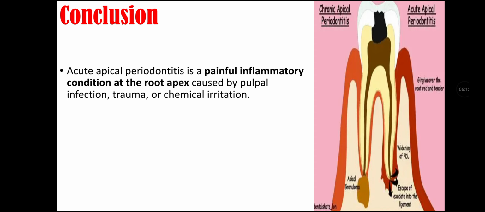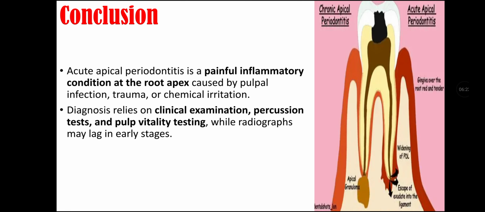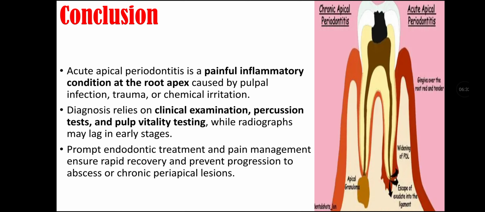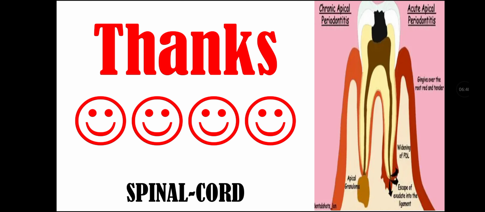Conclusion of this lecture video. Acute apical periodontitis is a painful inflammatory condition at the root apex that is caused by pulpal infection, trauma, or chemical irritation. Diagnosis relies on clinical examination, percussion test, and pulp vitality testing, while radiographs may lag in early stages. Prompt endodontic treatment and pain management ensure rapid recovery and prevent progression to abscess or chronic periapical lesion. And this is all about acute apical periodontitis.